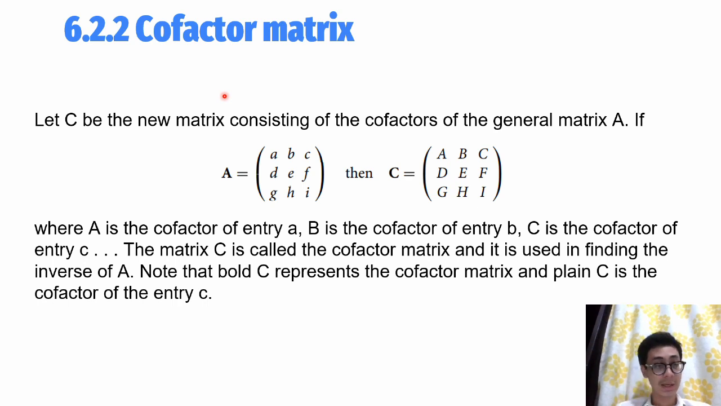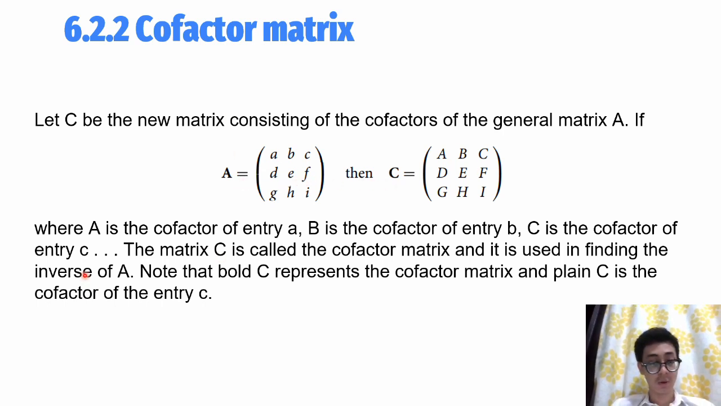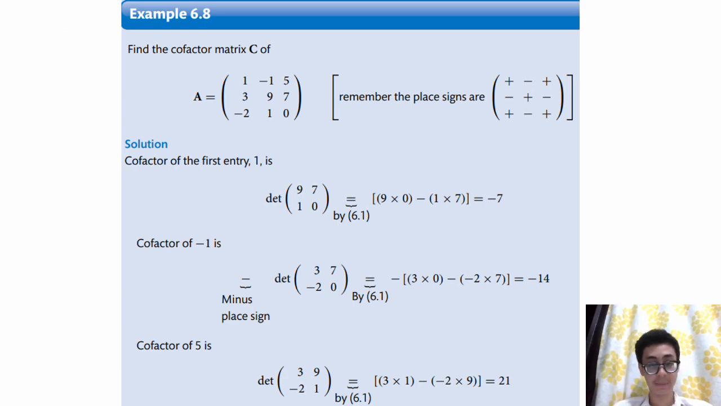Cofactor matrix. Let C be the new matrix consisting of the cofactor of the general matrix A. If A this matrix and C this matrix, where A is cofactor of entry A, B is cofactor of entry B, and C is cofactor of entry C. The matrix C is called the cofactor matrix and it is used in finding the inverse of A. Note that bold C represents the cofactor matrix and plain C is the cofactor of entry C. This is the example.